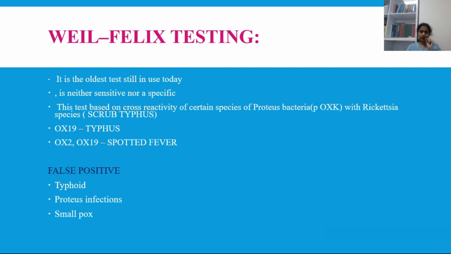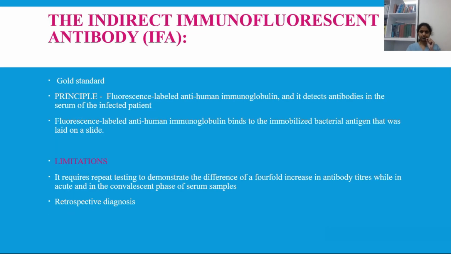For scrub typhus, we use OXK species of the Proteus. For typhus fever, we use OX19 of Proteus bacteria. For spotted fever, we use OX2, OX19. False positives we can see in case of typhoid, Proteus infections, and smallpox. This is basically outdated. Better not to use this test.